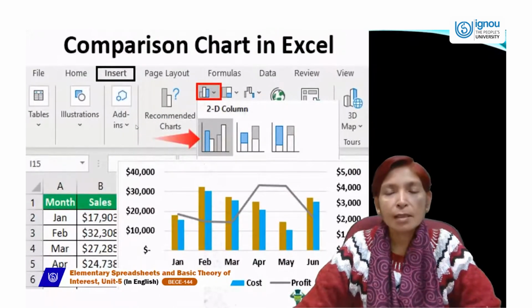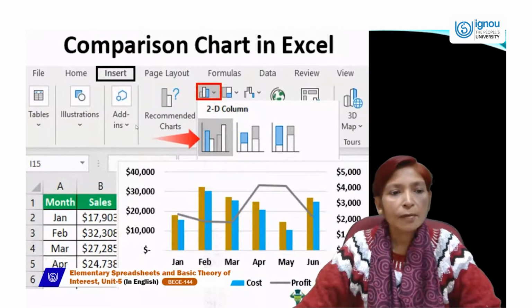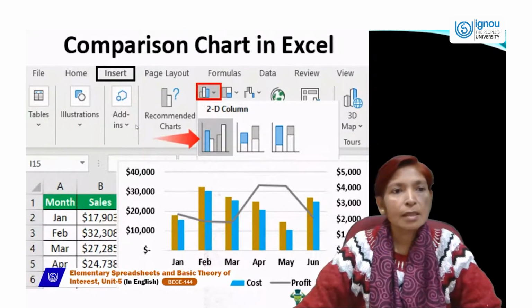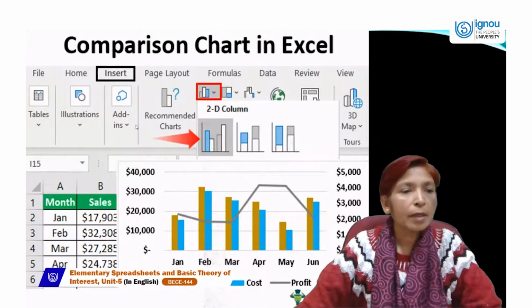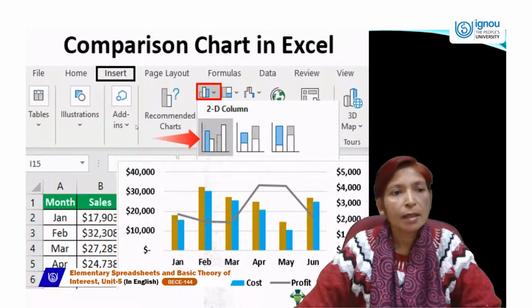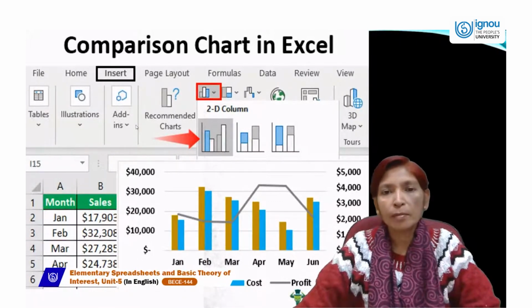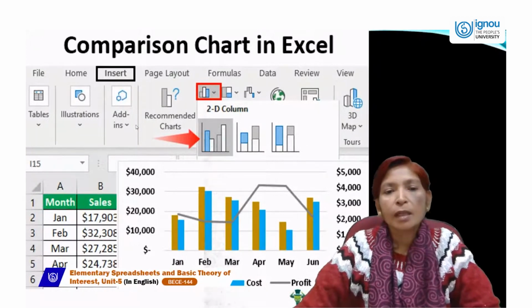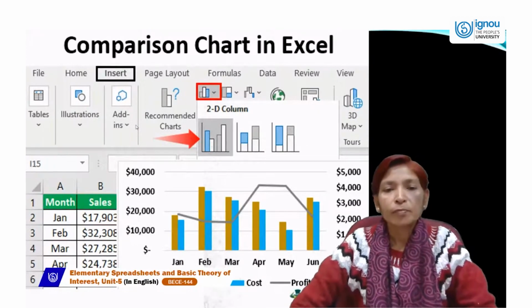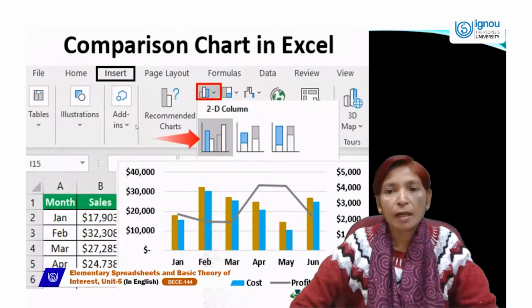Next is comparison chart in Excel. In Excel there are so many graphs given. Under Insert, tables, illustrations and add-ins are given, and 2D column is given. Bar graph and histogram are given.